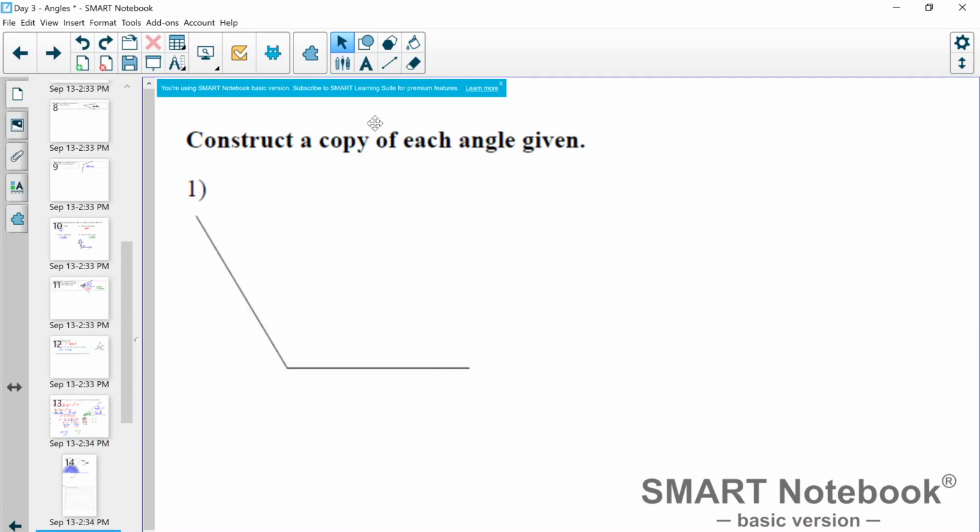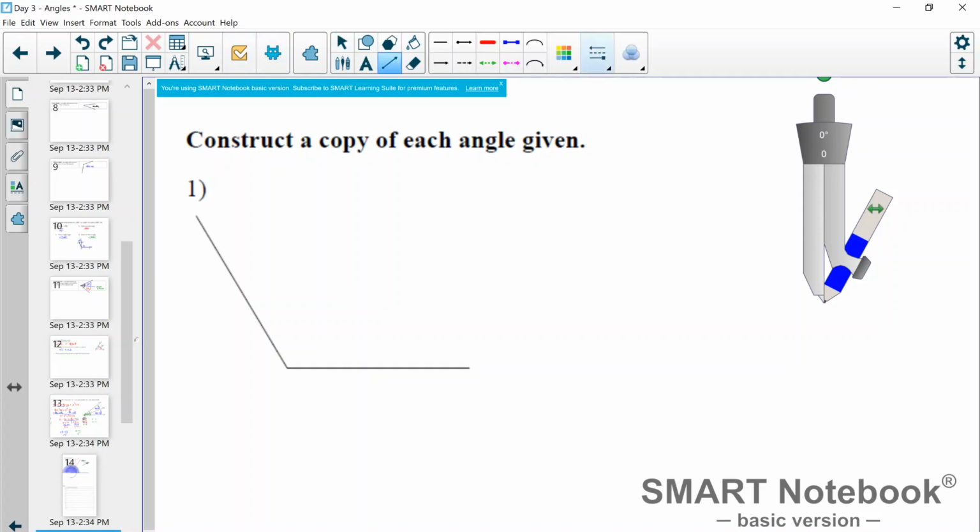Again, we can copy any angle that we are given using the same thing. So here we are tasked with copying this particular angle. We're going to need our protractor, or not a protractor, our compass. Step one, we're just going to use the ruler and draw a ray off in any direction. Doesn't really matter.